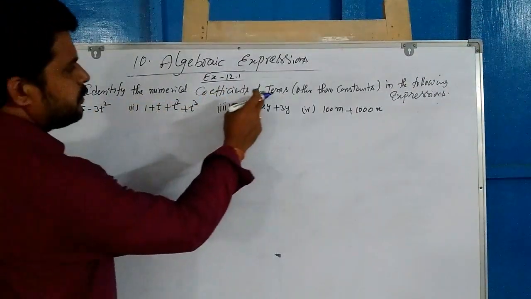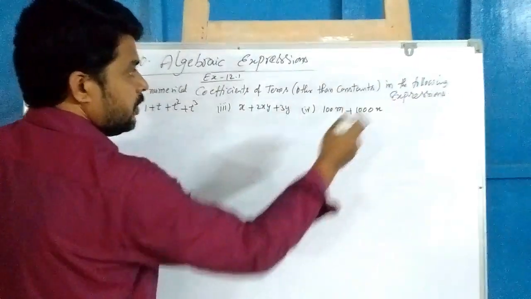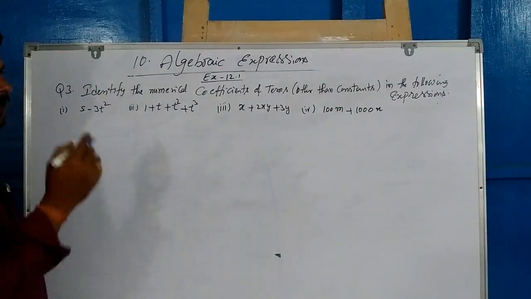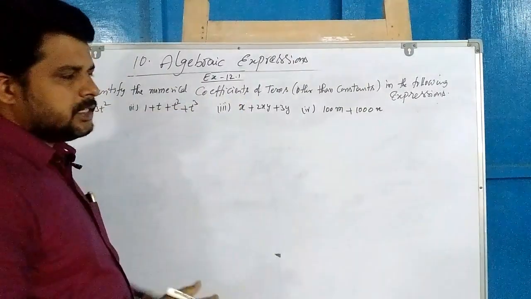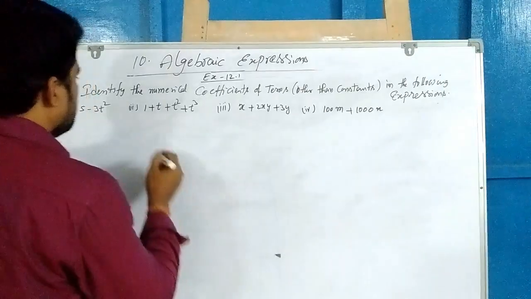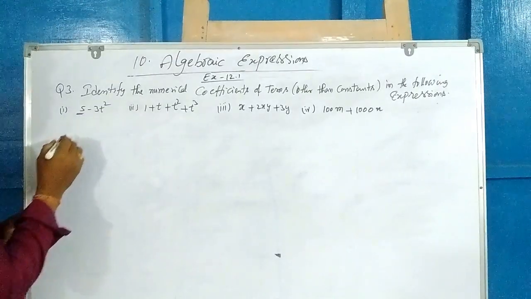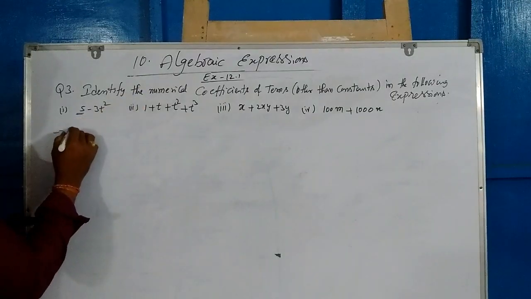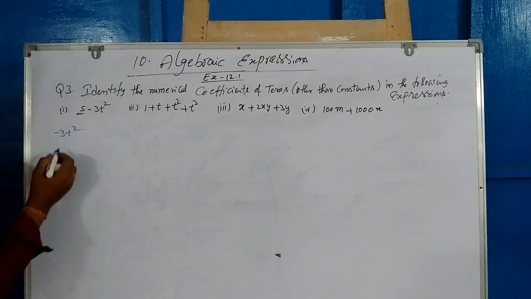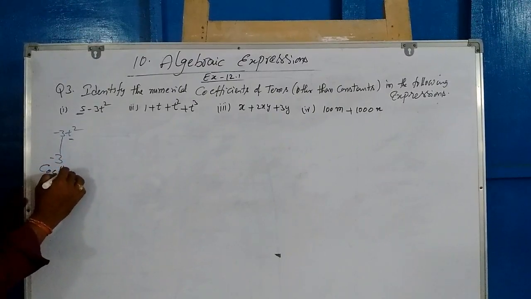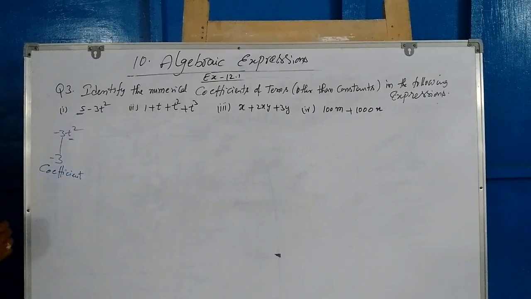Identify the numerical coefficients of terms other than constants in the following expressions. So what is first given? 5 minus 3t square. Earlier what we discussed about coefficient: a coefficient is the number multiplied with the variable. So first one, 5 is a constant, so it doesn't have a coefficient. What is the term? Minus 3t square. What is the variable here? t square. Now what is the coefficient here? Minus 3 is the coefficient.